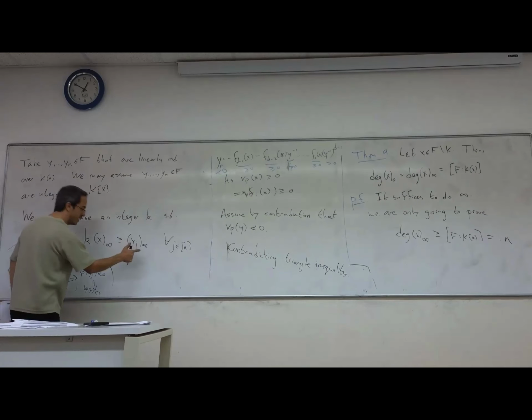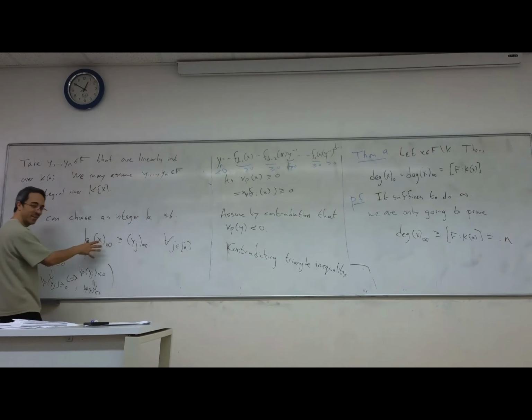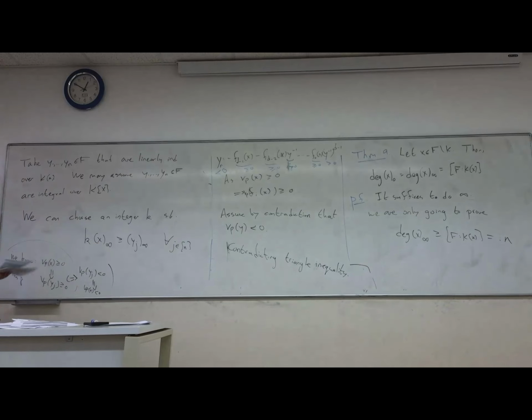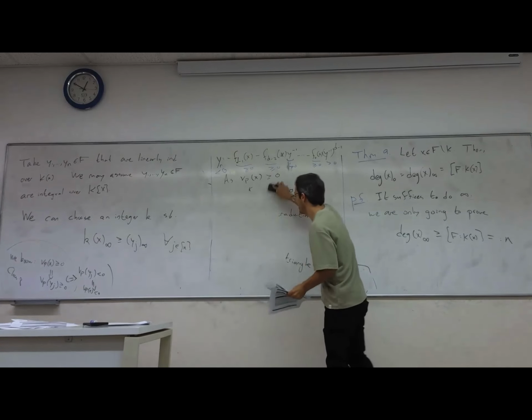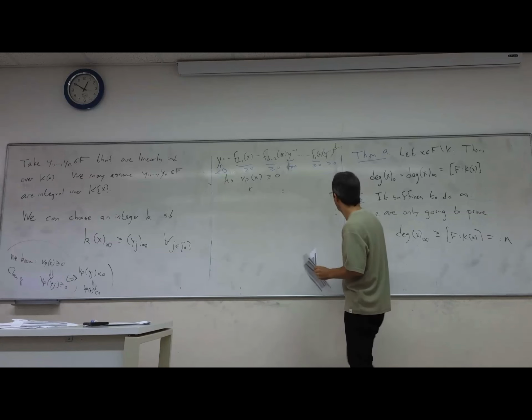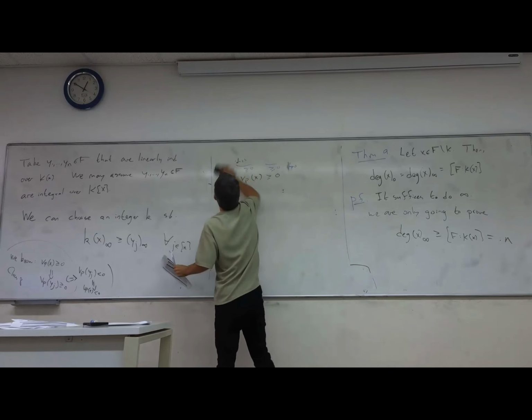If there is a 1 or 2 here, it will be at least 1 here. And so you can choose k large enough for which this holds. Yeah. Good. So that's why we wanted the integrality. That's all I needed from it for today.